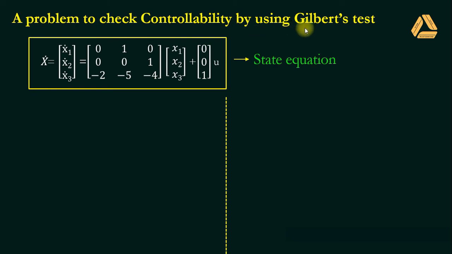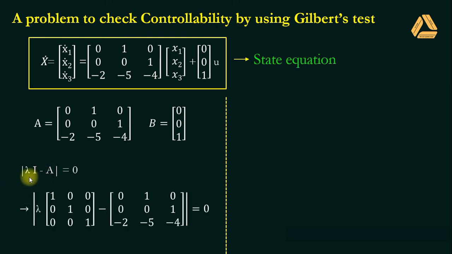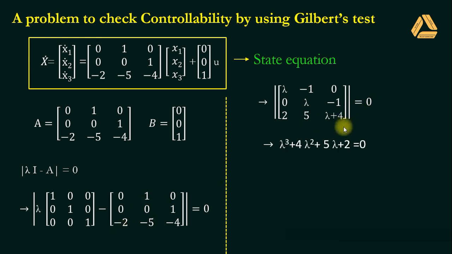So, a problem to check controllability by using Gilbert's test. I'm just taking the same problem, and from this I'll extract the A matrix and B matrix. For checking the controllability, I already said that we need only the state equation. This is the formula for getting the eigenvalues, which is given by determinant of lambda I minus A equal to 0. Now substitute for the identity matrix and solve it, get the determinant, and you will get an equation like this in lambda.